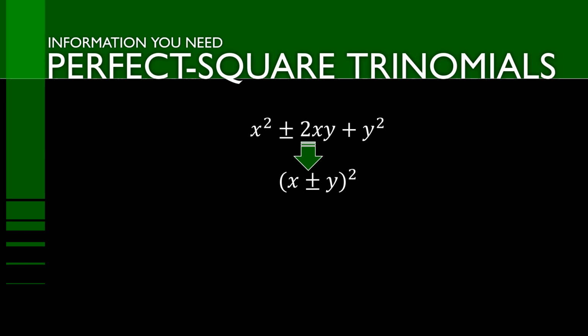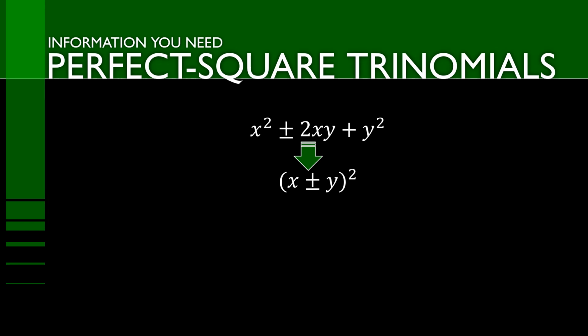If you have a positive in front of the b value, then you're going to have a positive in your factor. If you have a negative in front of your b value, then you're going to have a negative in your factor. Now there are some specifics that you need to know for perfect square trinomials. These are going to help you to identify them.